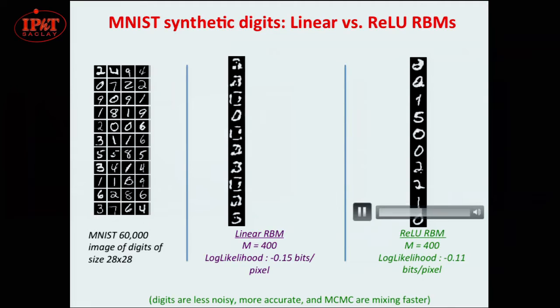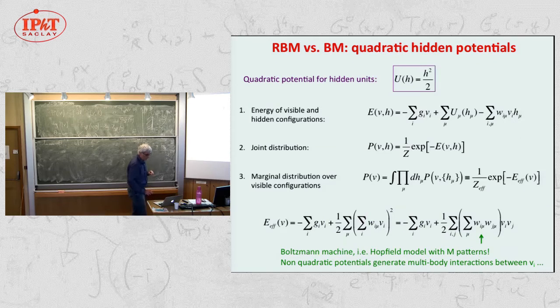Okay, so if we choose u of h equal to h squared, this is the Hopfield model. Why? This is very simple to see. Remember the energy function: the sum of the local term on the visible units, the potential acting on the hidden units, and the coupling terms. Now if I write the joint distribution, it's just the Boltzmann term here.